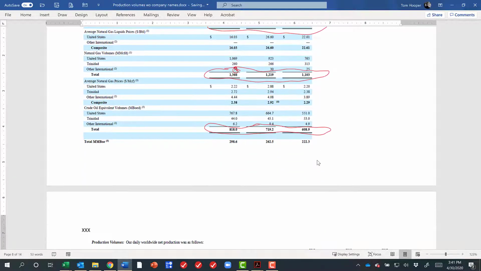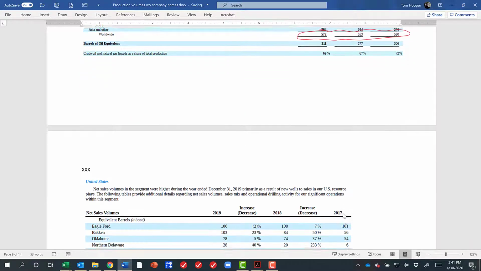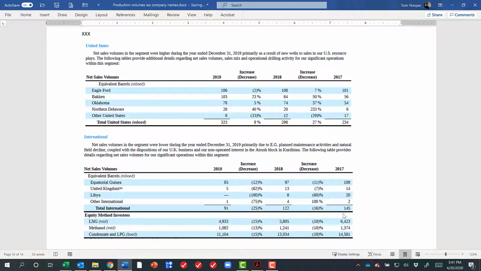I'm not very good with that mouse on the drawing. Here again, crude oil by year. We just care about the worldwide numbers for our simple model. We're not building a dashboard with all these different places. Natural gas liquids and natural gas. And we can use the total to check our math. So I'm not going to keep drawing these.